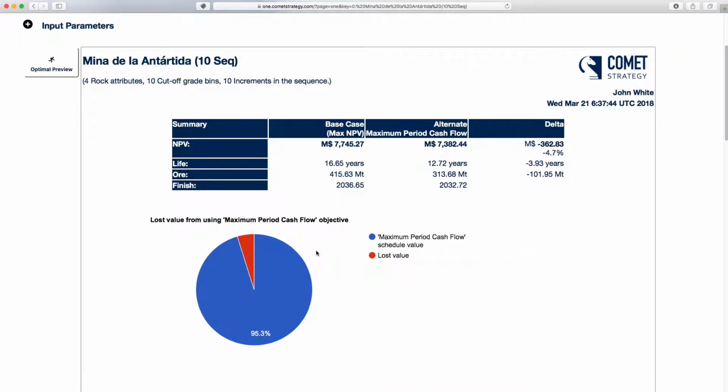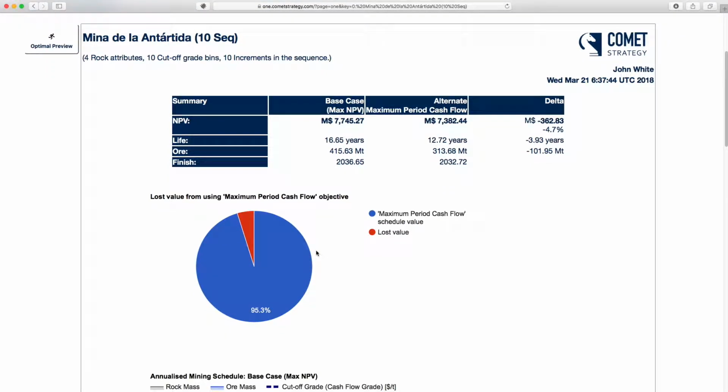So if we start looking at the results, you can see in the first table the two different options that are being considered. You have the maximising the NPV, which is the $7.7 billion, and we've actually dropped some money, only going to $7.4 billion for the maximising the period cash flow. So let's make sure we understand what maximising the period cash flow is actually doing.